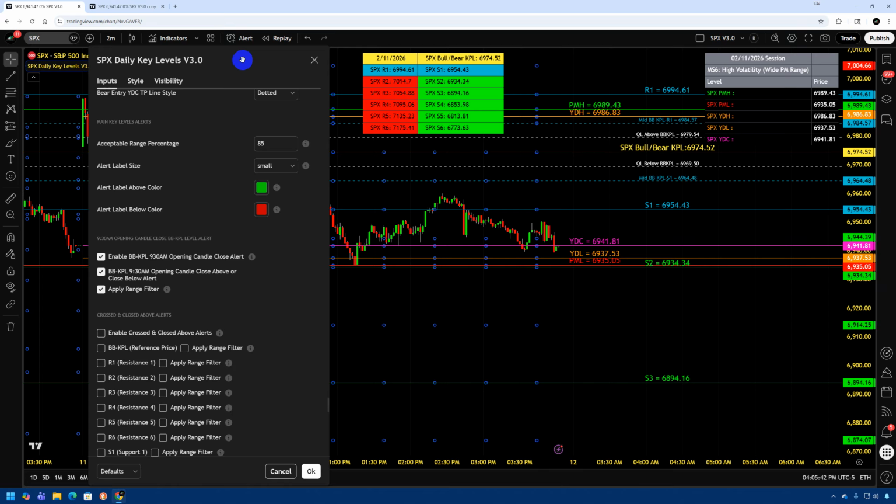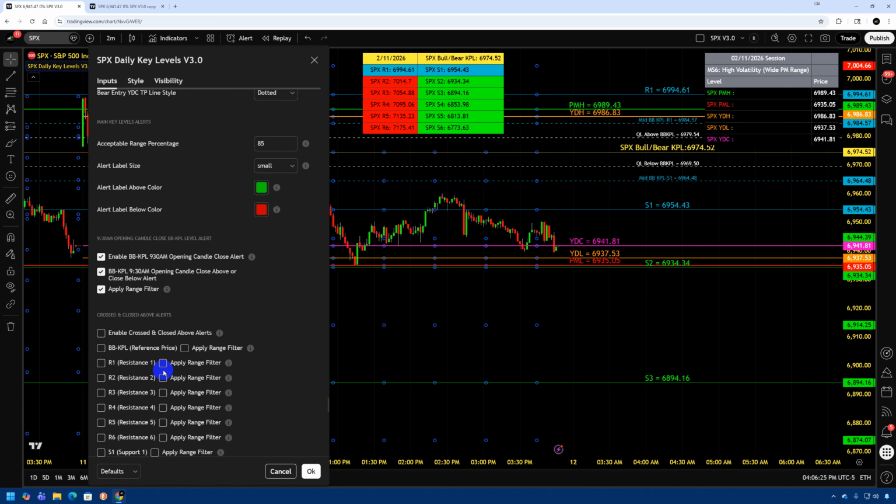If you have it on a 10-minute chart, it's going to be the 9:30 a.m. to 9:40 a.m. candle. So it's only going to alert, or not alert, based on the opening candle for the time frame you have your chart set to. So as an example, if we leave it on the default at 85%, and we have this alert turned on with the range filter, which for the opening candle, you should be using the range filter on that. As you can see, apply range filter is optional on each one of these alerts.